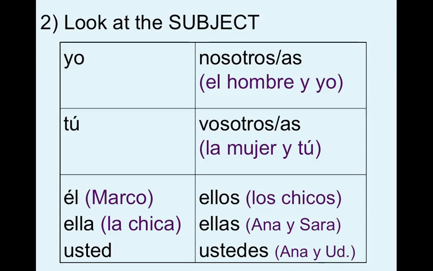Instead of nosotros, it could be el hombre y yo, el estudiante y yo. Anybody y yo could take the nosotros form. Instead of vosotros, vosotras, anybody y tú. Los estudiantes y tú. La mujer y tú could become the you guys. So keep in mind, those forms will take the subject pronoun or subject that would work. Ellos, por ejemplo, could be los chicos. Ellas could be Ana y Sara. Ustedes could be Ana y usted.